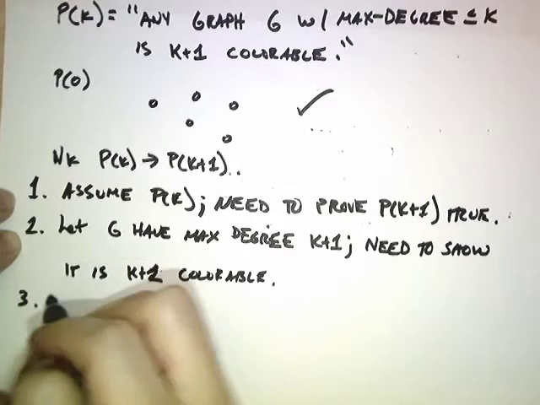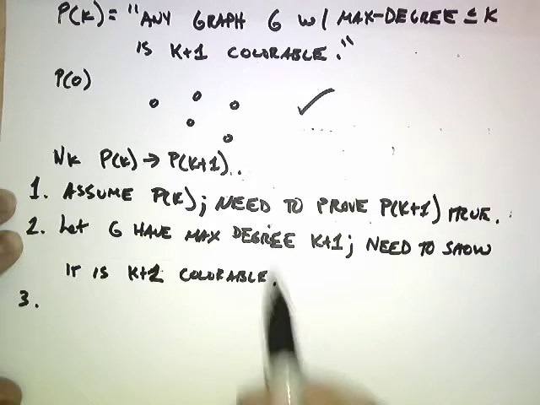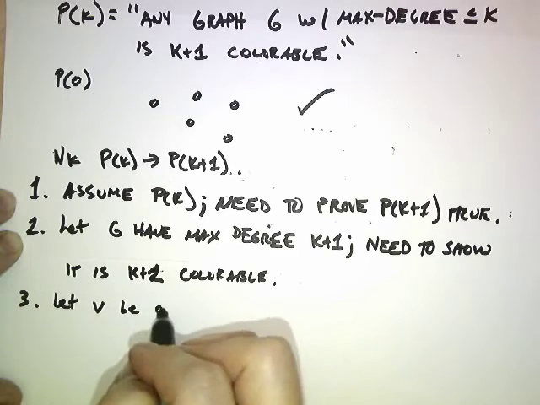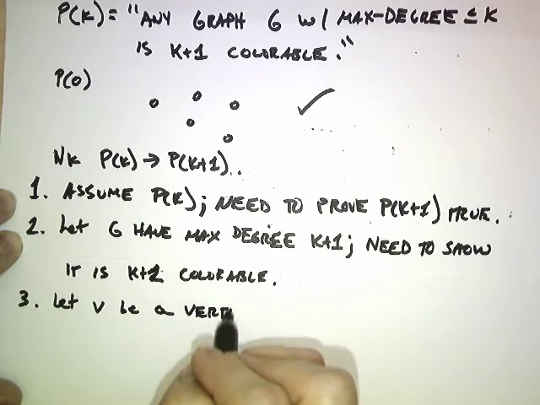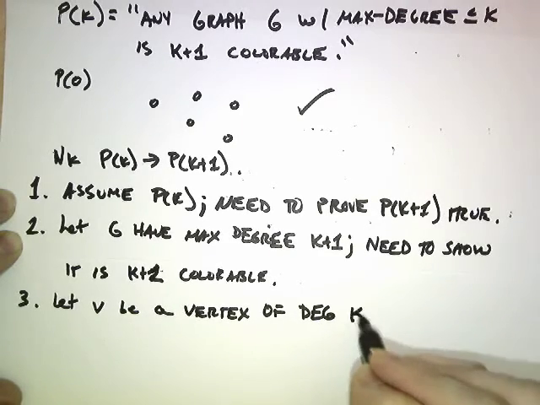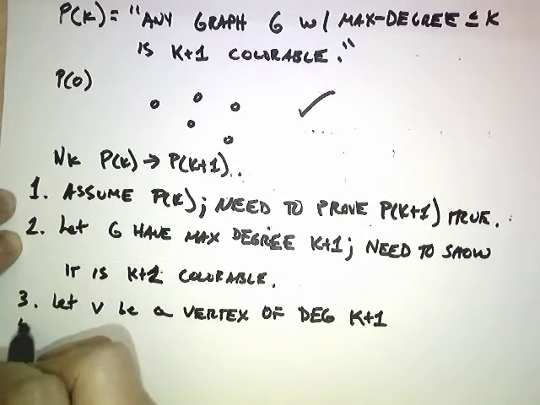My step 3 would be, since G has max degree k plus 1, then there has to be a vertex with degree k plus 1. So let v be a vertex of degree k plus 1. Like I said, G has max degree k plus 1. We have to show it's k plus 2 colorable, so let's let v be a vertex of degree k plus 1. That's a valid step.